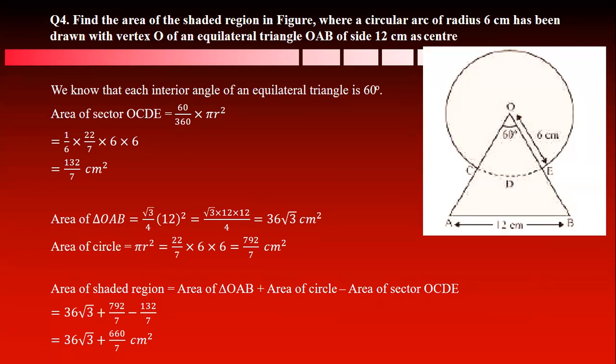Now area of the shaded region is area of triangle plus area of circle minus area of the sector OCDE. Substituting the values, we get 36 root 3 plus 660 by 7 centimeter square. Root 3 value is not given to us in this question, so we'll leave it as such.